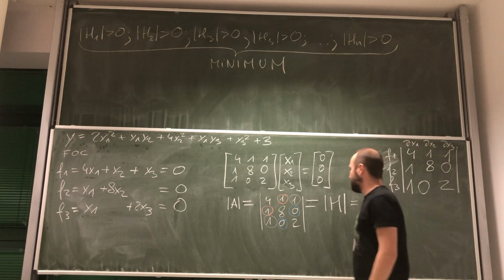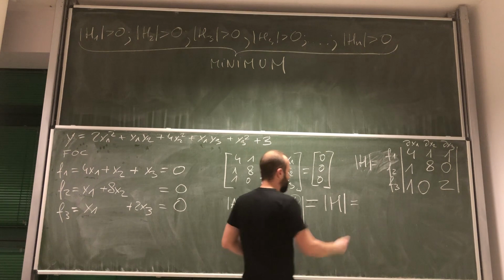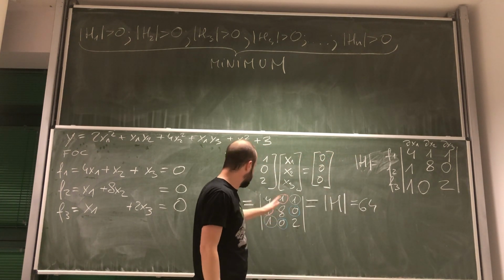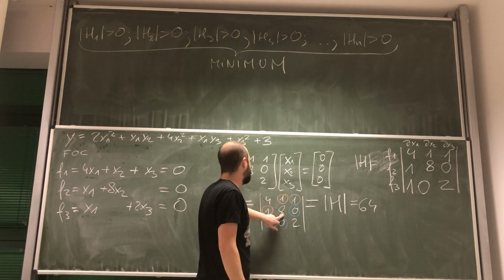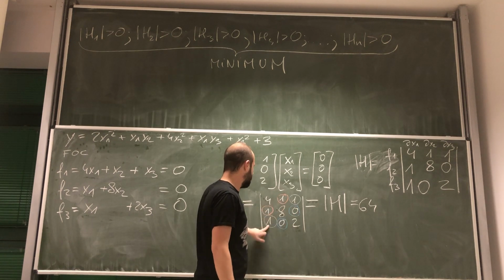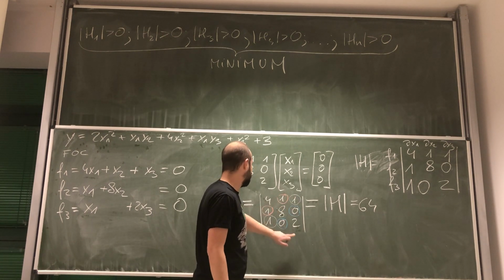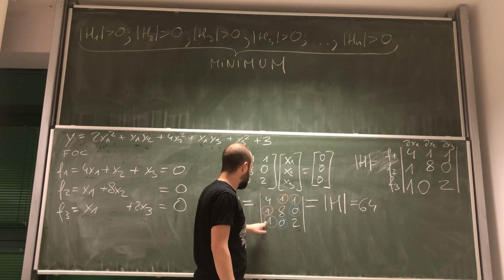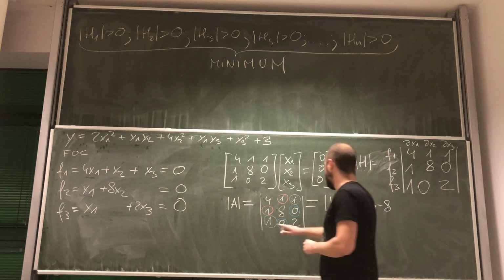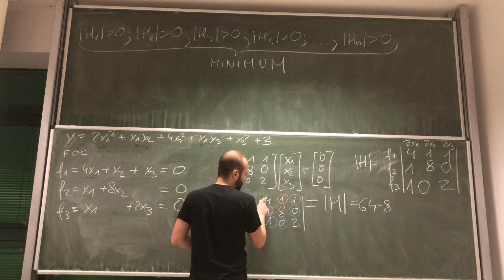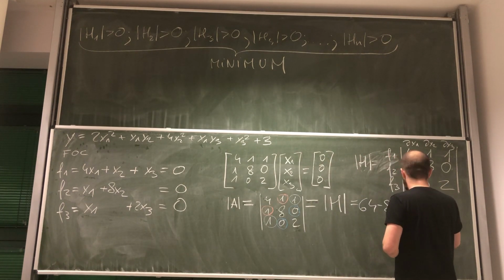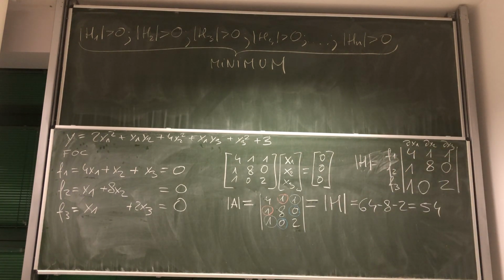Okay, so in here is 64, right? 4 times 2 is 8, times 8, 4 times 8 is 32, times 2 is 64. Okay. Then we've got 1 times 0 times 1, 0. 1 times 1 times 0 is 0. And then we go upstairs. 1 times 8 times 1 is negative 8. Now, then we've got 0 times 0 times 4. 2 times 1 times 1, minus 2. We get that this is equal to 54.